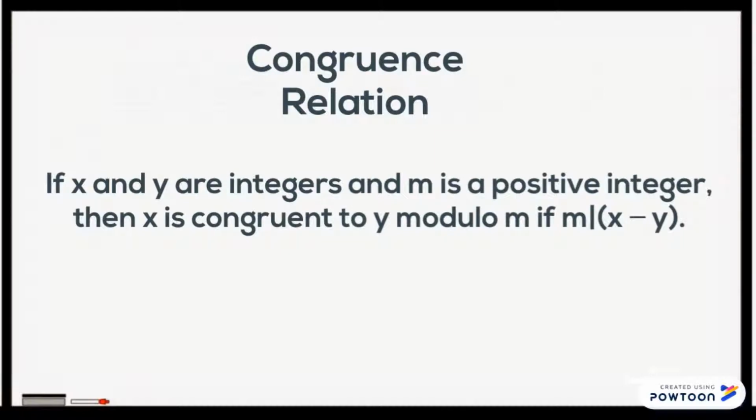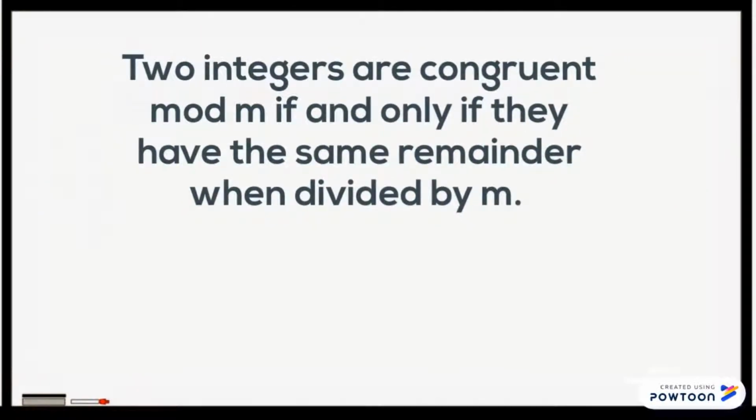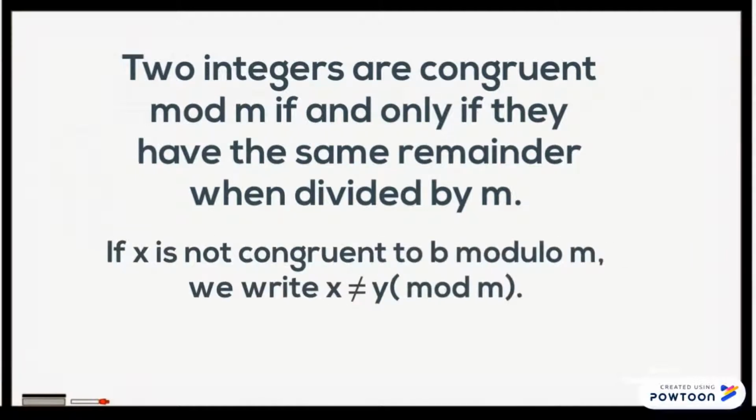Congruence relation. The notation x ≡ y (mod m) says that x is congruent to y modulo m. We say that x ≡ y (mod m) is a congruence and that m is its modulus. Two integers are congruent mod m if and only if they have the same remainder when divided by m.